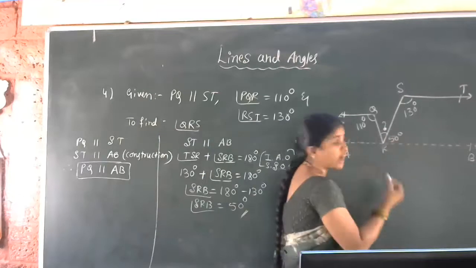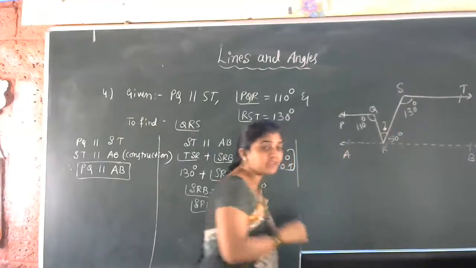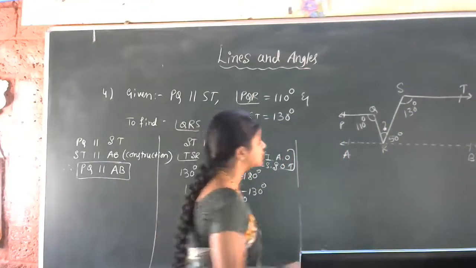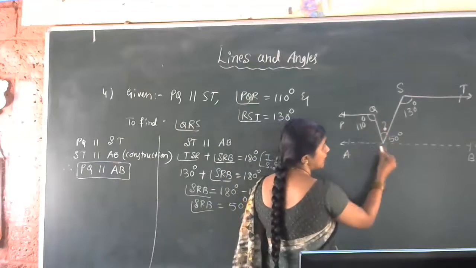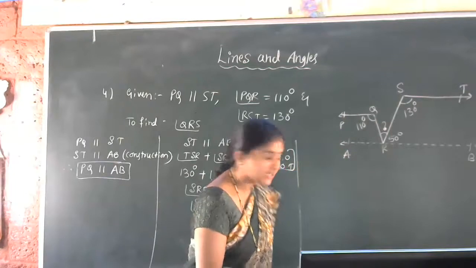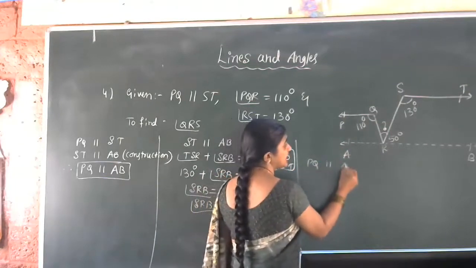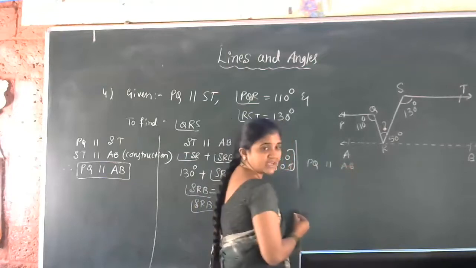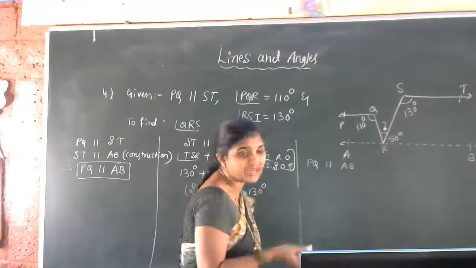But actually what do we need? We need QRS. For this, which concept can we apply? If this PQR is 110 degrees, the total angle QRB is 110. Interior alternate angles, so let us use that. PQ line is parallel to AB line. It is given actually. We proved that lines parallel to the same line are parallel to each other.